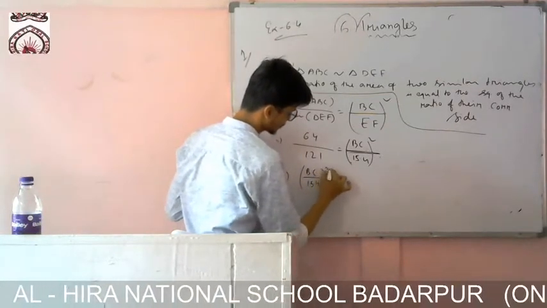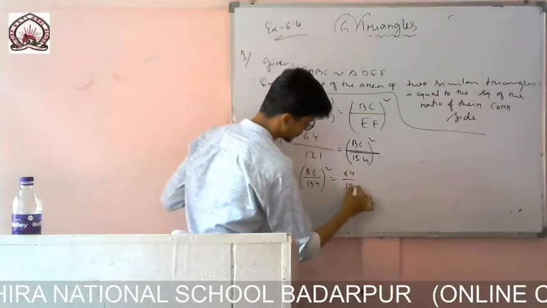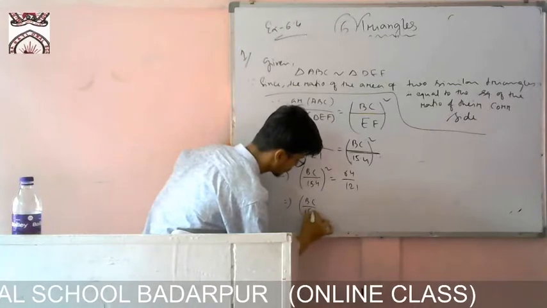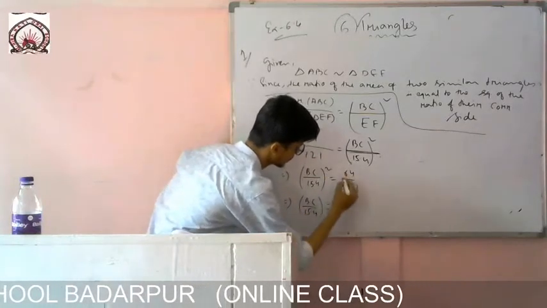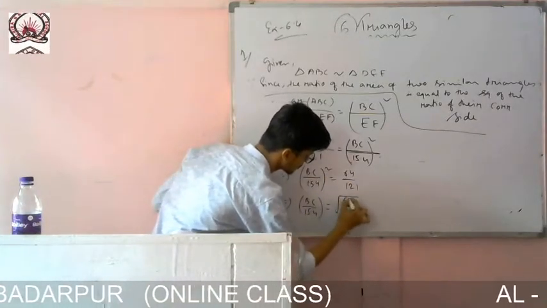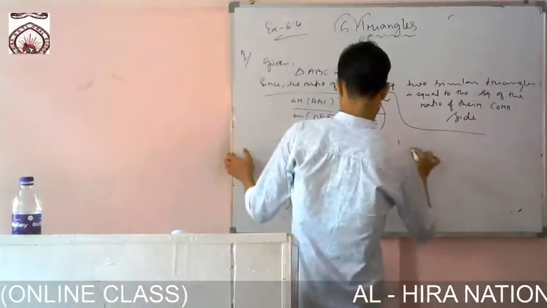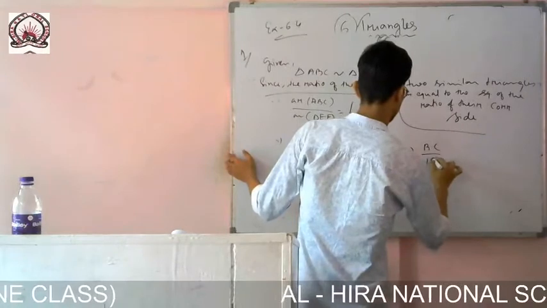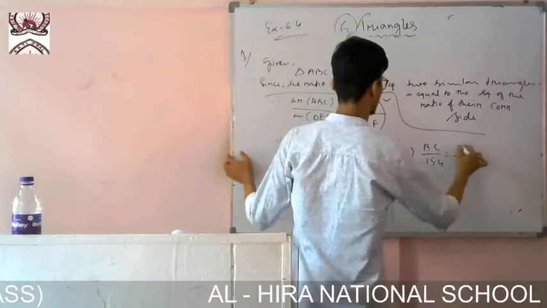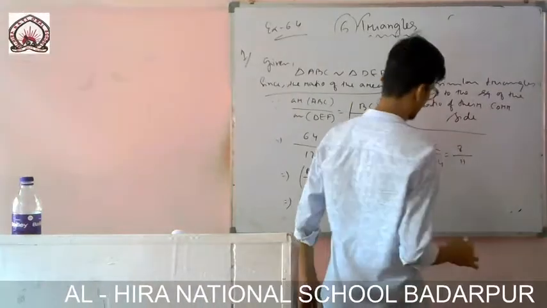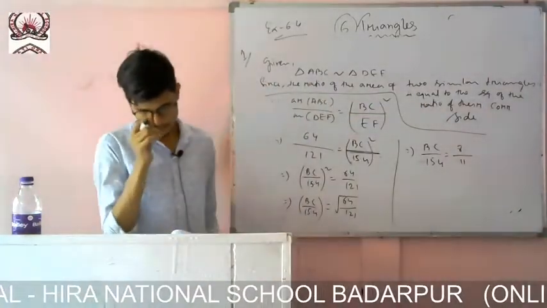15.4, the whole thing squared, equals 64 by 121. So if I write it like this, BC by 15.4, and the square goes to that side, it will be the root of 64 by 121. So BC by 15.4 will be equal to 8 squared, and 121 is 11 squared. So 8 by 11.